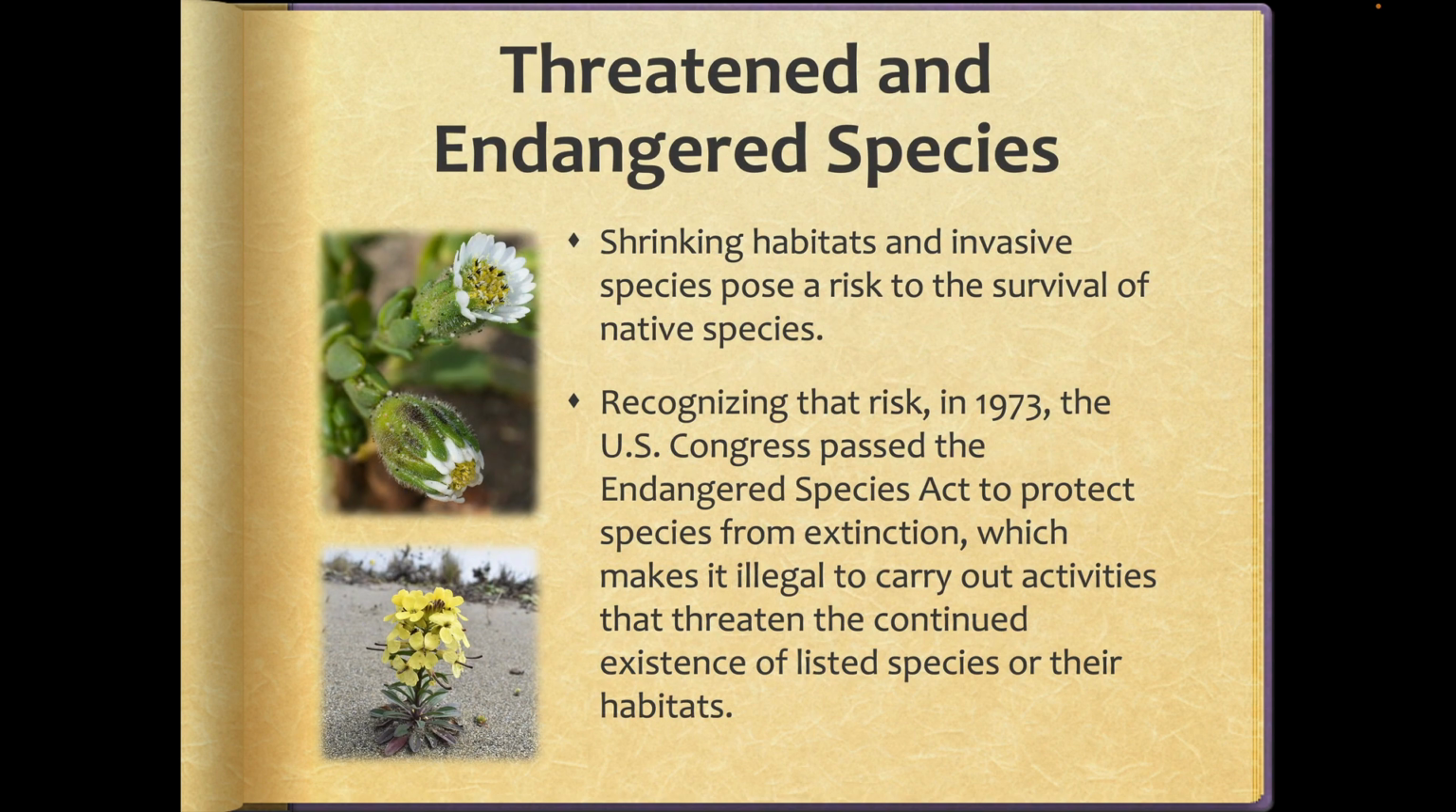Shrinking habitats and invasive species pose a risk to the survival of native species. Recognizing that risk, in 1973, the U.S. Congress passed the Endangered Species Act to protect species from extinction, which makes it illegal to carry out activities that threaten the continued existence of listed species or their habitats. This is another example of something that many people consider was just for animals, but it's not just for animals, it's also for plants who are also endangered.